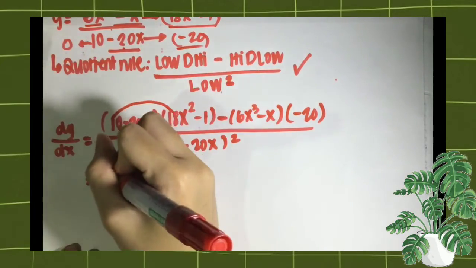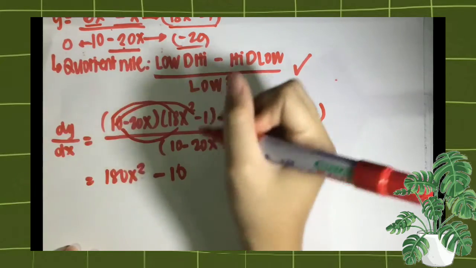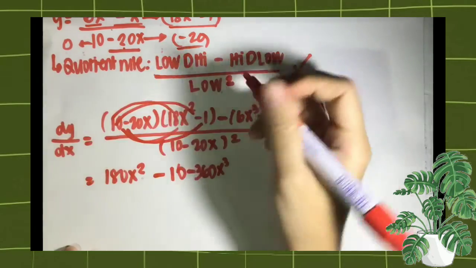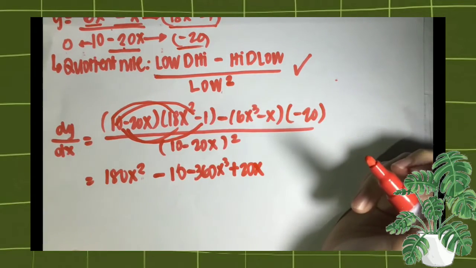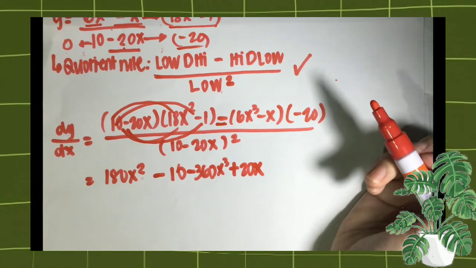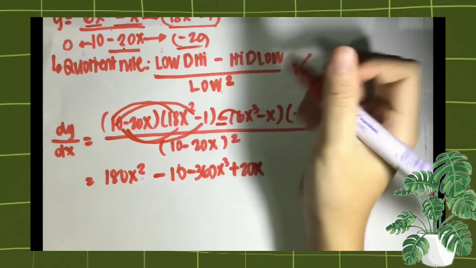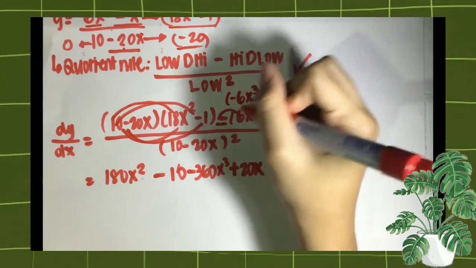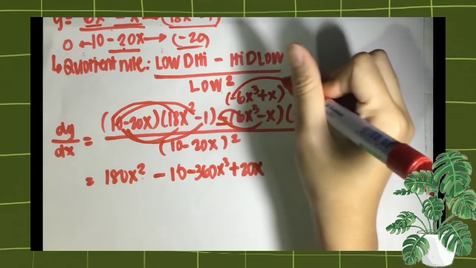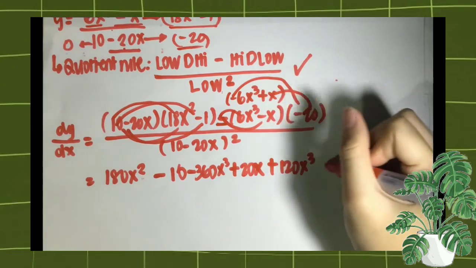10 times 18x squared is 180x squared, minus 10 times negative 1 is 10, minus 20x times 18x squared, which is 360x cubed, plus 20x, since negative 20x times negative 1 is positive 20x. Note that there is a negative sign, so before we multiply 6x cubed minus x and negative 20, we distribute the negative sign first. Negative times positive 6x cubed is negative 6x cubed, and negative times negative x is positive x. Now we can multiply. Negative 20 times negative 6x cubed is plus 120x cubed, and negative 20 times positive x is minus 20x.